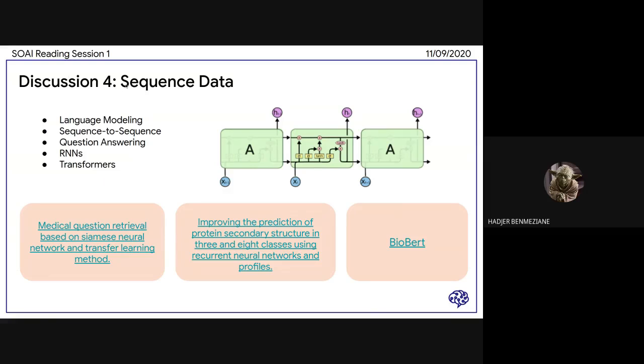So the fourth discussion will be about sequence data. And again, this is not a talk, so I will need you to present or talk about what sequence data is, what language modeling is, what sequence to sequence is. So if someone wants to join in and talk, مرحبا بكم. We're just starting the discussions, but discussions need a little interactivity.